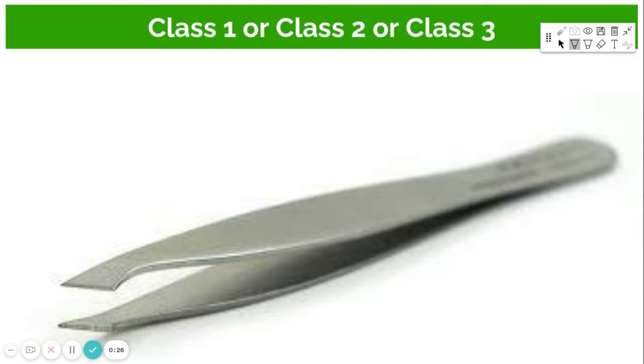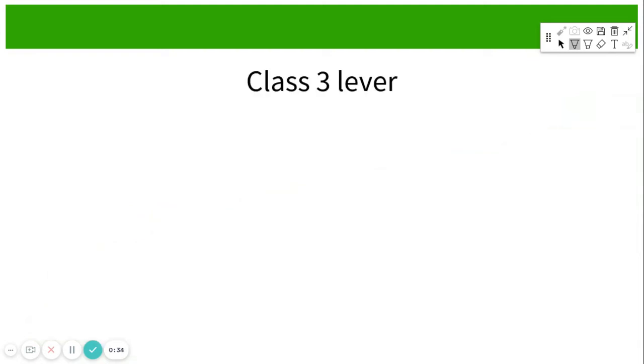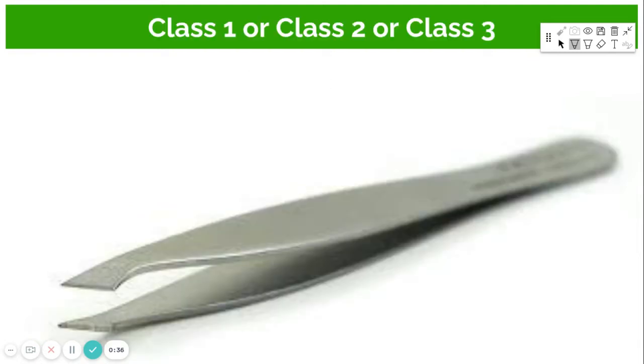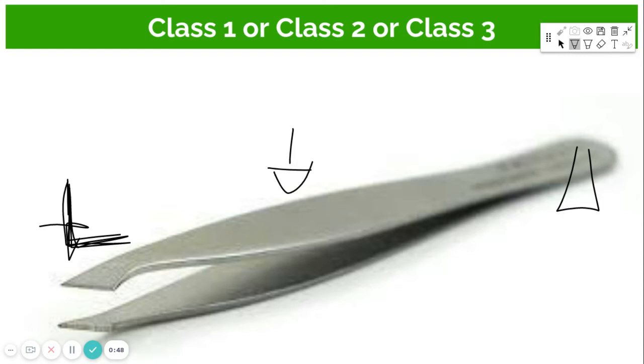Okay, so here's an example, a pair of tweezers. Is it class 1, is it class 2, or is it class 3? Pause the video and guess. All right, fantastic. It is class 3. Now, why is it class 3? Well, the fulcrum is back here. That's the point at which it pivots. The thing we're grabbing is over here, so that's the load. And where we apply pressure with our fingers when we use the tweezers is in the middle. So if the input is in the middle, it is a class 3 lever.